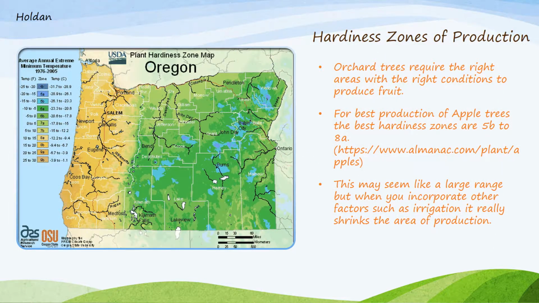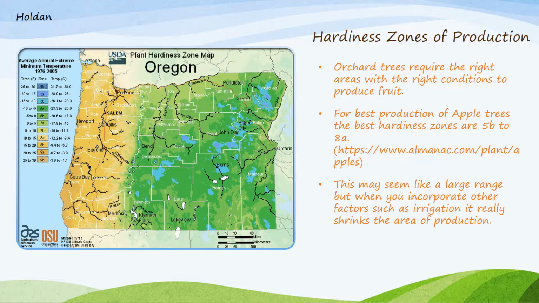Like the Köppen climate classification, hardiness zones is something we've gone over before, but just for a quick reminder, it is a geographical location that determines what temperatures certain plant life is capable of growing in. In this slide, we can see a map of Oregon and its hardiness zones. We know that apple production is best grown in areas 5B to 8A, which is definitely a large area, but when you include other factors such as irrigation, rainfall, and maybe soil conditions, it definitely shrinks down.